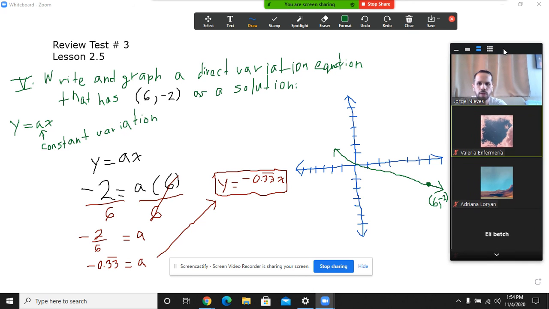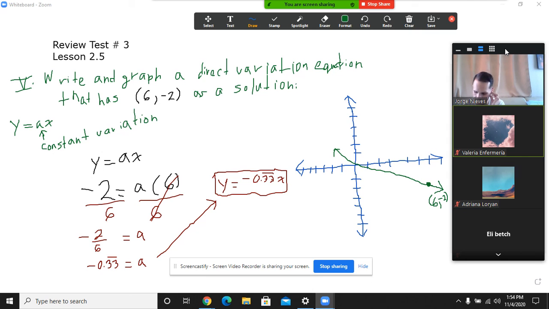Okay. So, basically, that is what is important from this lesson 2.5.